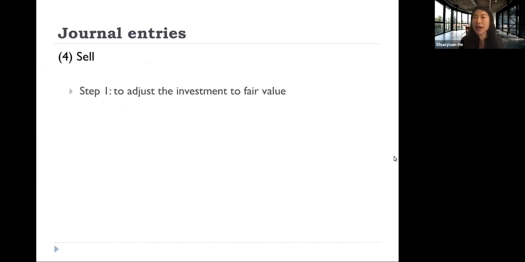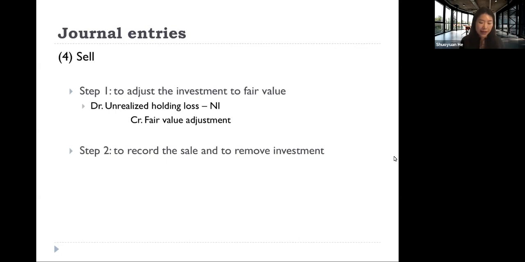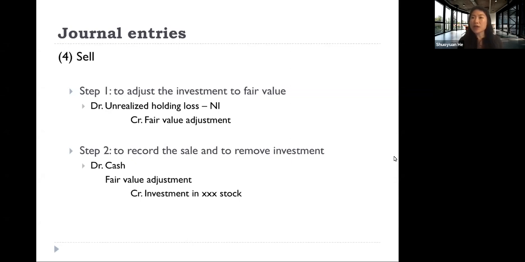And when we sell this equity investment, we have two steps here. The first step is to adjust the investment to fair value. So if it is a loss, we debit unrealized holding loss for net income and credit fair value adjustment. And then in the second step, we record the sale and remove the investment. So in the journal entries, we debit cash for whatever cash we receive, we credit investment in the stock, and we debit fair value adjustment to remove all of the accounts which relate to this equity investment. So now let's look at an example.